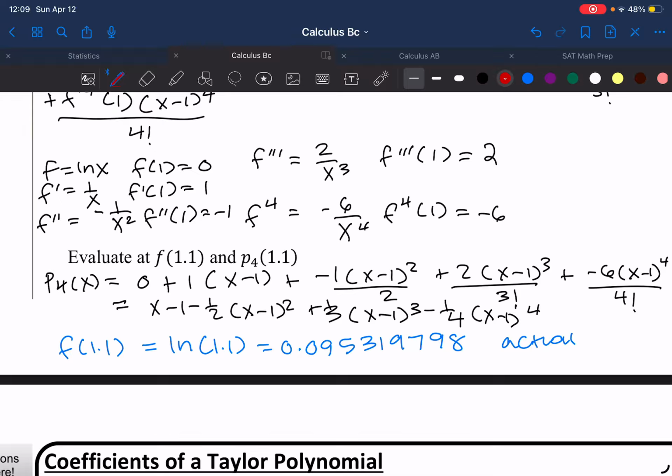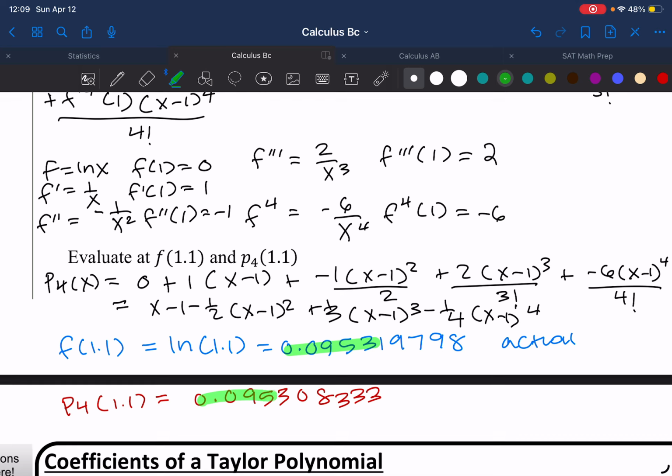And now let's look at our estimation, our approximation. So p sub 4 of 1.1 gives us 0.095308333. So notice, we got all the way up to this many decimal places correct, which means that our approximation had a very small error. And that's good. That means our approximation was almost exactly our original function of natural log of x.